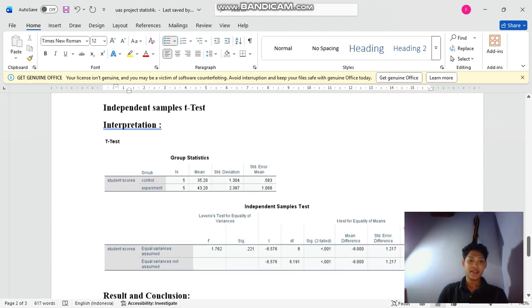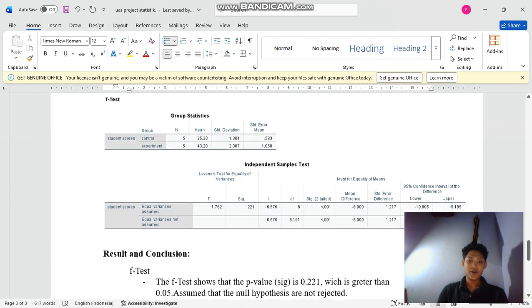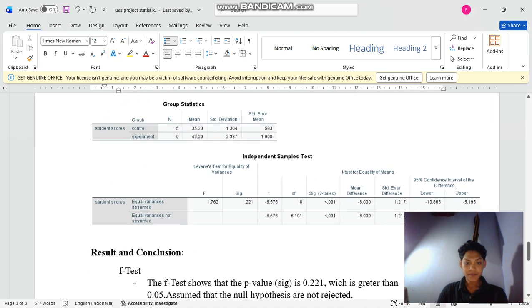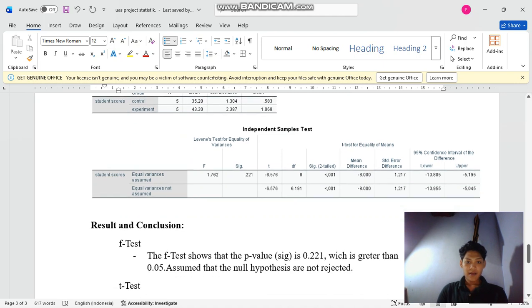And here, we have the score after using SPSS. For the F test, the significance is 0.221, which is greater than the alpha 0.05, and we can say the null hypothesis is not rejected.